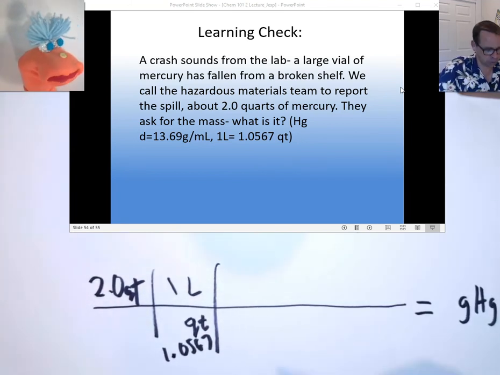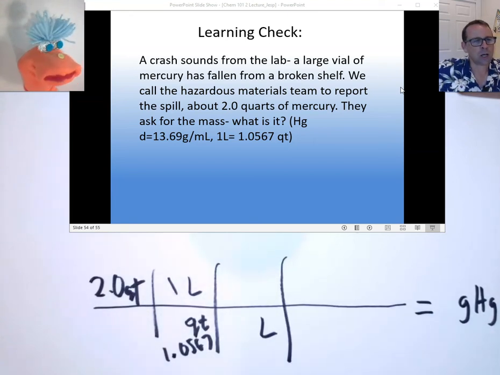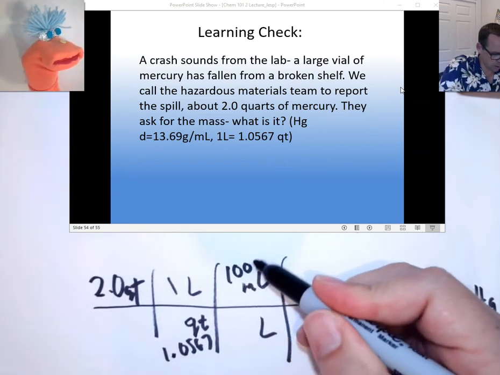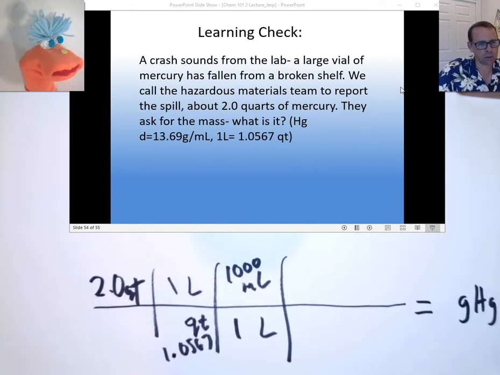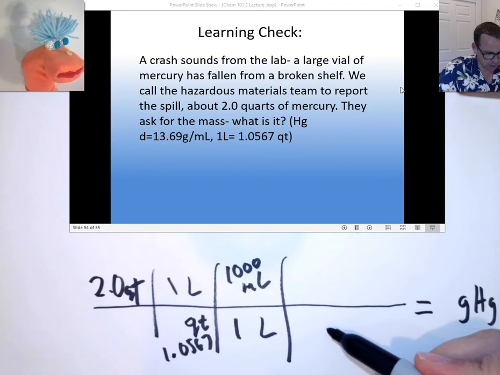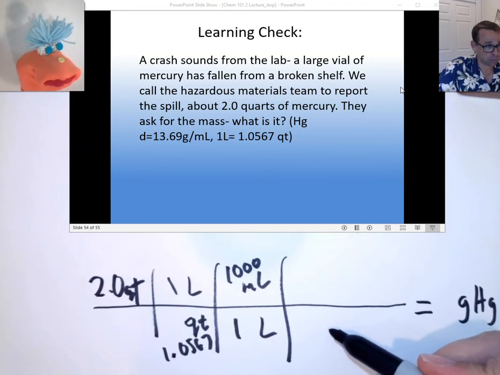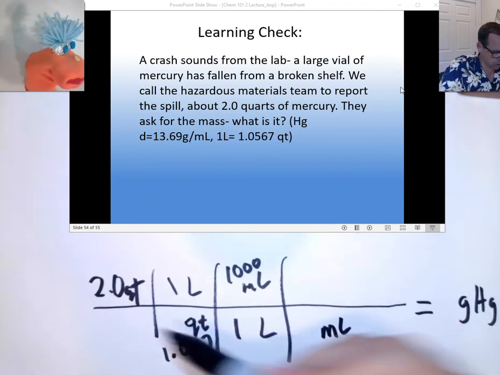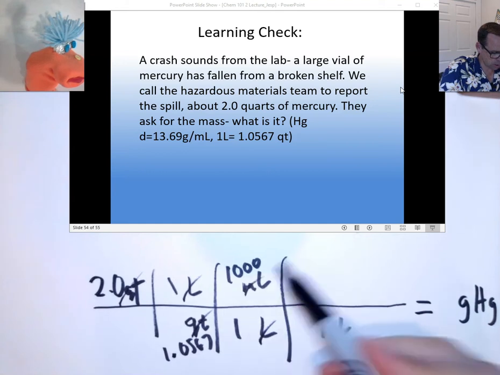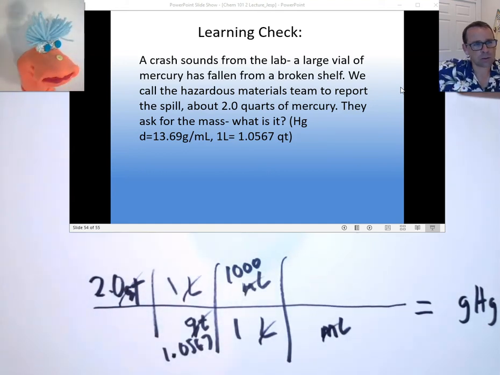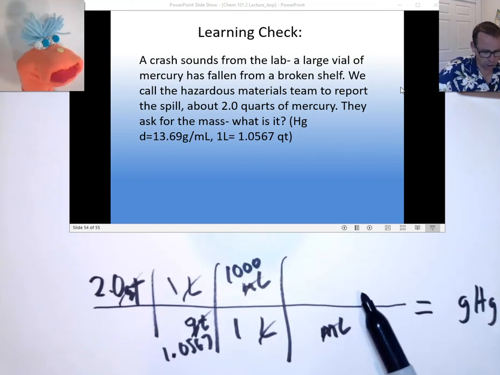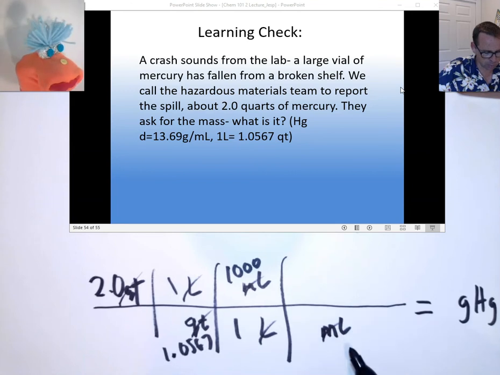Now you've got to go from liters to something. And they gave us the density in grams per milliliter, so maybe we go to milliliters. All right. Very good. 1,000 milliliters per liter. Is that right? Yeah, that's right. And now, what goes down here? Now we go milliliters down there for sure, because we don't want milliliters. Good, yeah, because we're getting rid of the units that we don't want, right? But what goes up there? I don't know. What would we like to go up there? We'd like the grams of mercury. Do we know how many grams per milliliter?